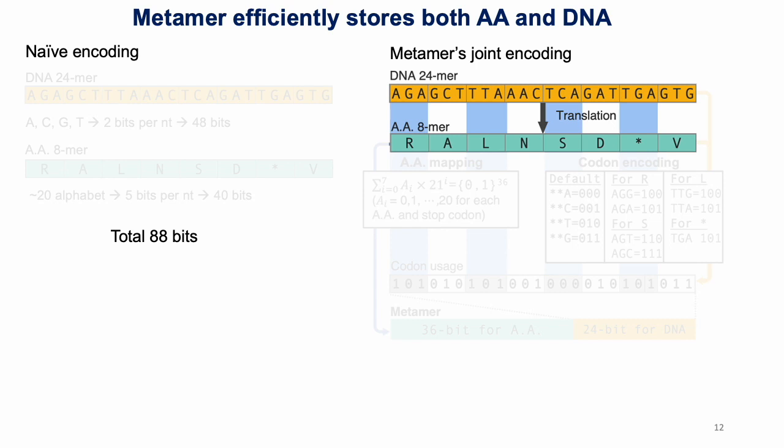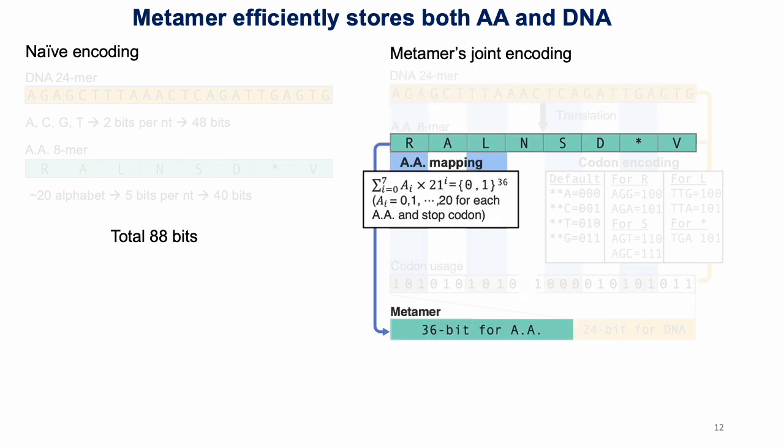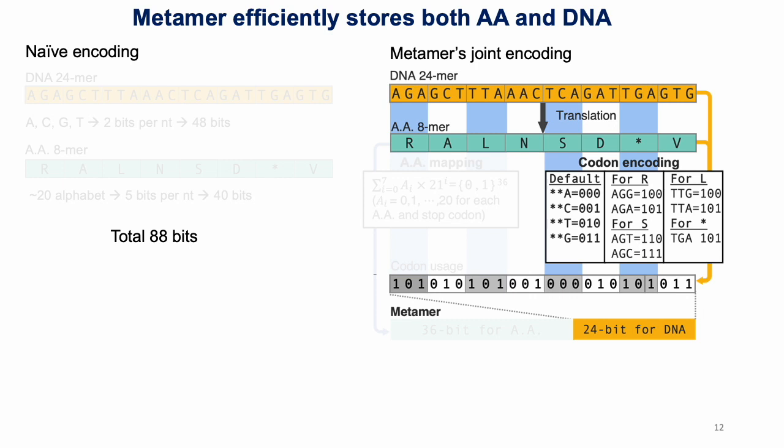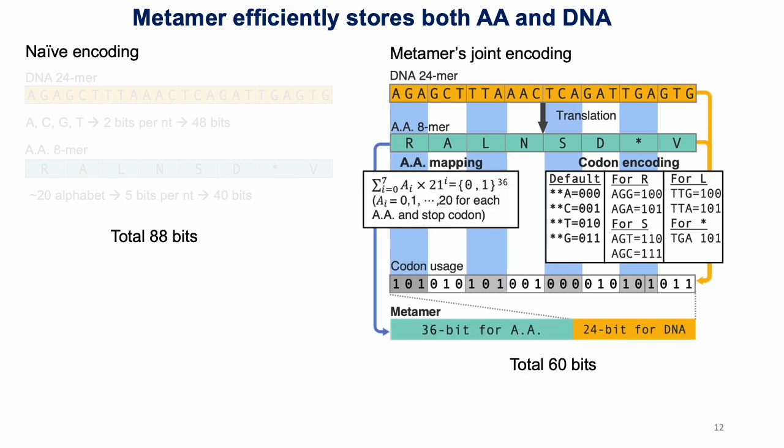First, the DNA 24-mer is translated to an amino acid 8-mer, which is converted to an integer value that takes 36 bits. And from the DNA and amino acid information, codon usage for each amino acid is encoded using 3 bits per amino acid, so it takes 24 bits in total. So a Metamer stores a DNA 24-mer and amino acid 8-mer using just 60 bits, which is just 2/3 of what naive encoding requires.